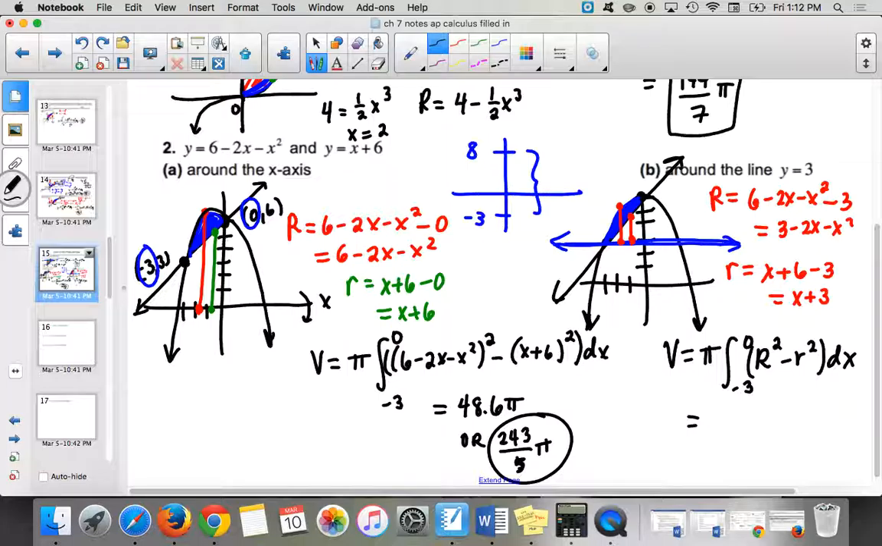You guys are faster than me, but -3 to 0. 21.6 pi. So 108 over 5 pi. That is right. Good job. All right, are we getting it more? Okay, try a couple more.